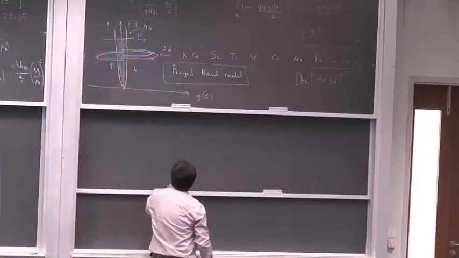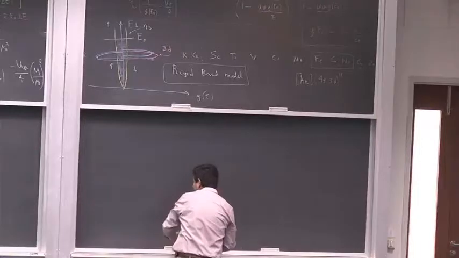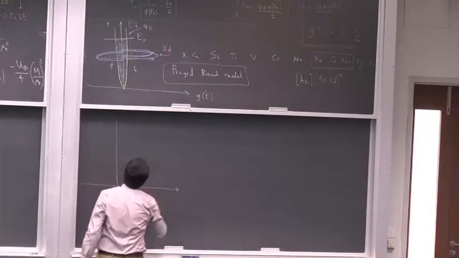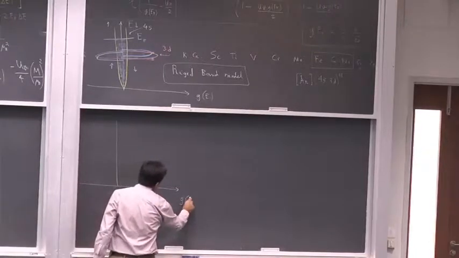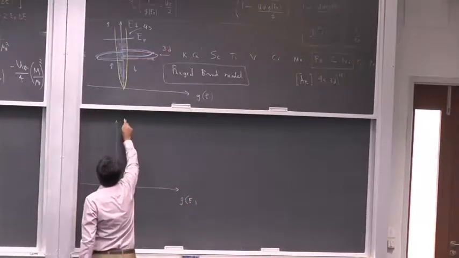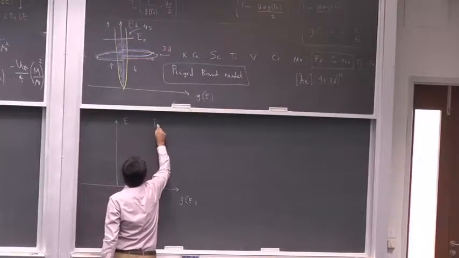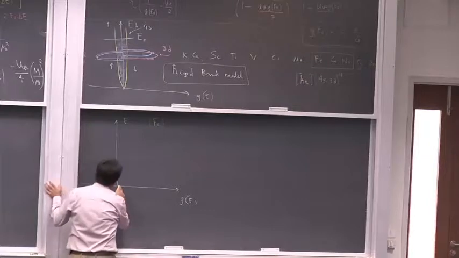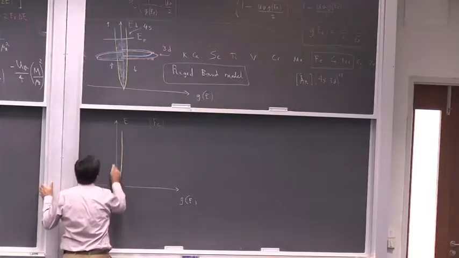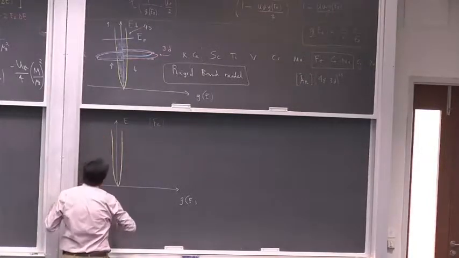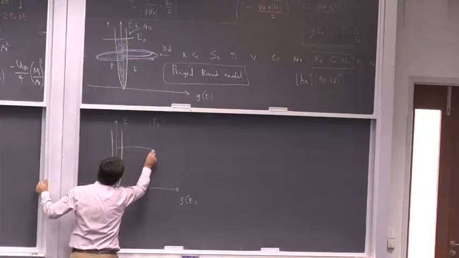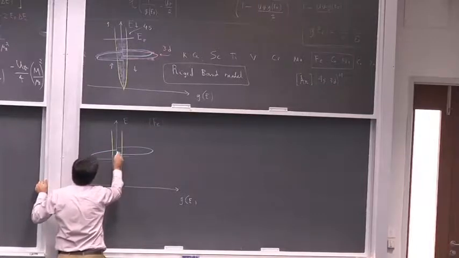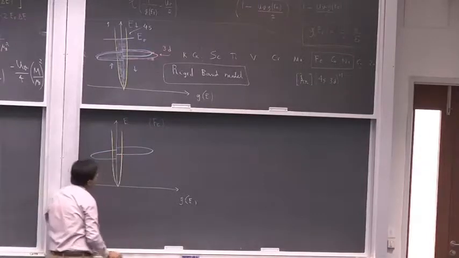Now let's look at iron. I'm using the rigid band model, so I would like to draw the same band picture. E, and I have iron, BCC iron. This is the 4s band. Once again, this is the 3d band. Now this band is split by the Hubbard interaction.